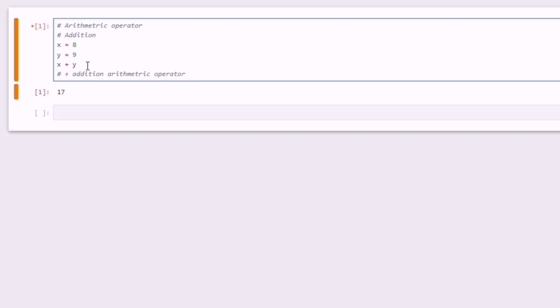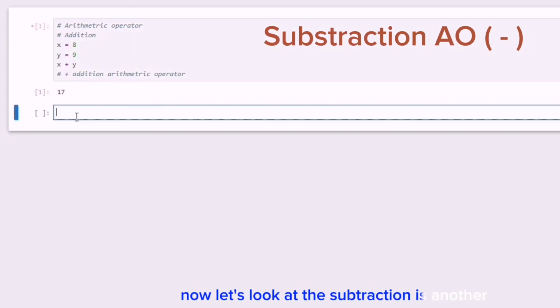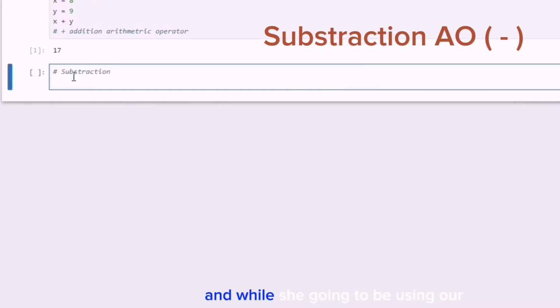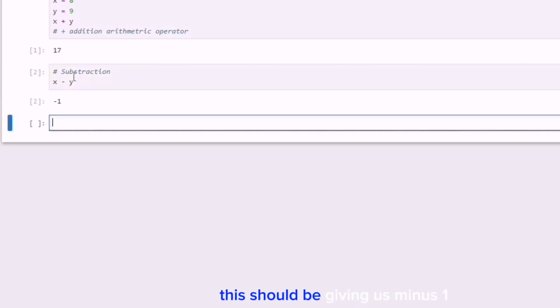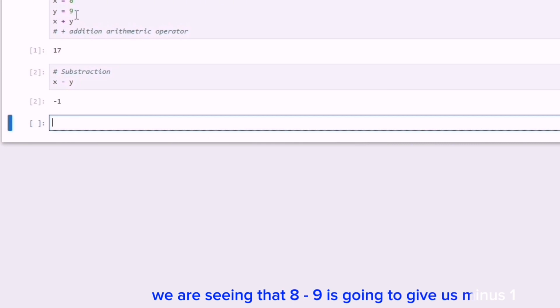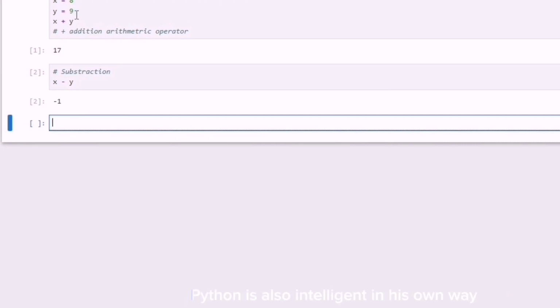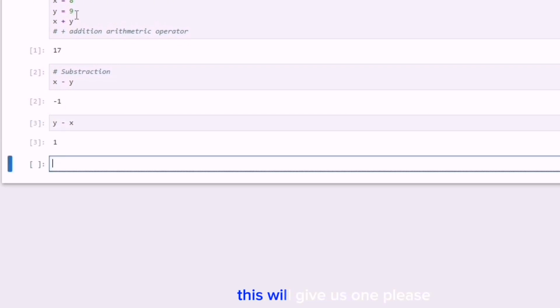Okay. Now let's look at the subtraction. It's another arithmetic operator, and we're still going to be using our previous variables, x and y. So if I say x minus y, this should be giving us minus 1. So 8 minus 9 is going to give us minus 1, even in our normal math. So Python is also intelligent in its own way. And if we say y minus x, this will give us 1.